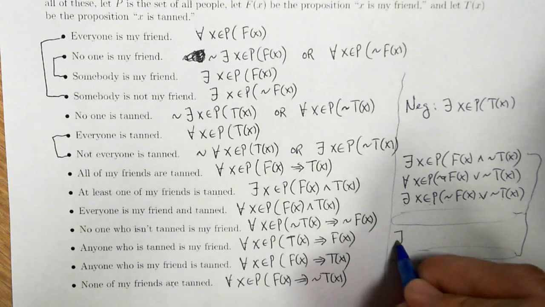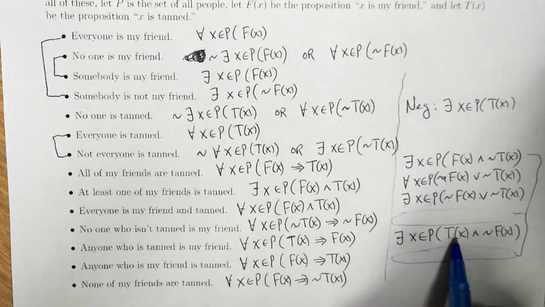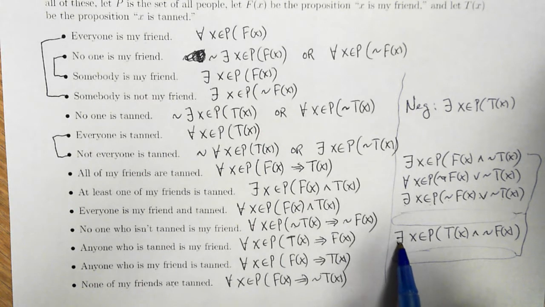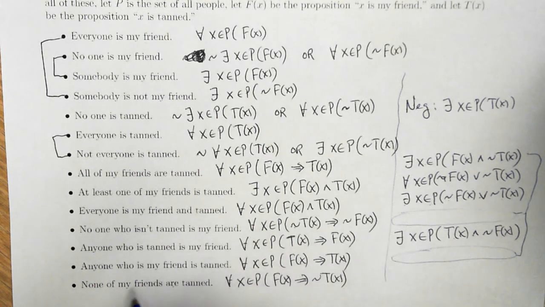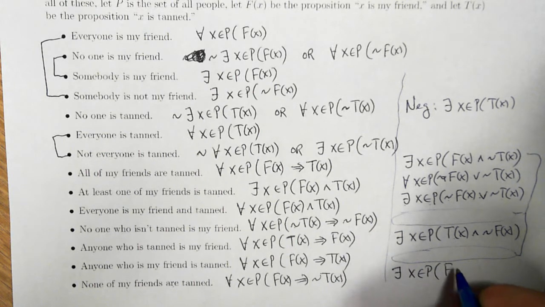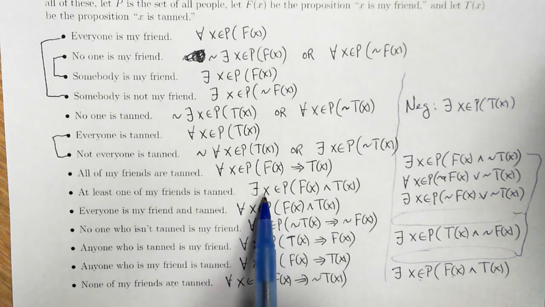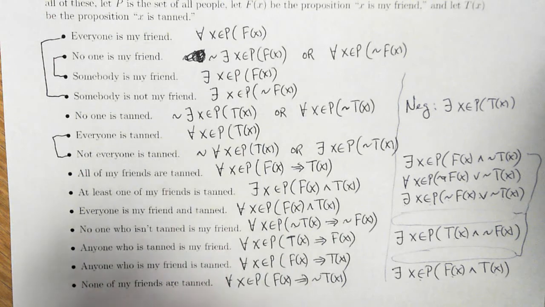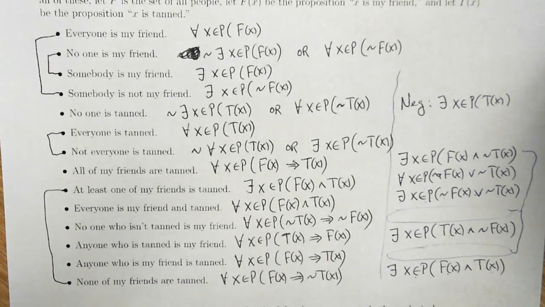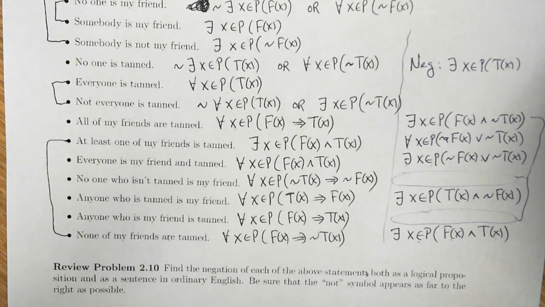If I take the negation of this one, there exists an x in P such that t of x and not f of x. So again, P and not Q. In plain language, there is somebody who is tanned and not my friend. None of my friends are tanned. The negation would be there exists an x in P such that f of x and t of x. There is somebody who is my friend and tanned. And if you take a look back, that's actually the same thing as this one. And so these two turn out to be negations of each other as well. So that would be problems 2.9 and 2.10, writing these as logical statements as well as finding the negations.